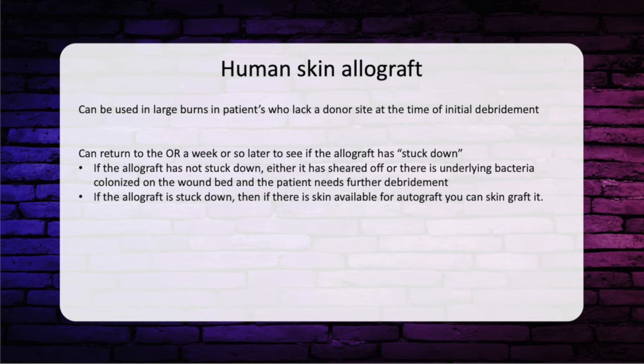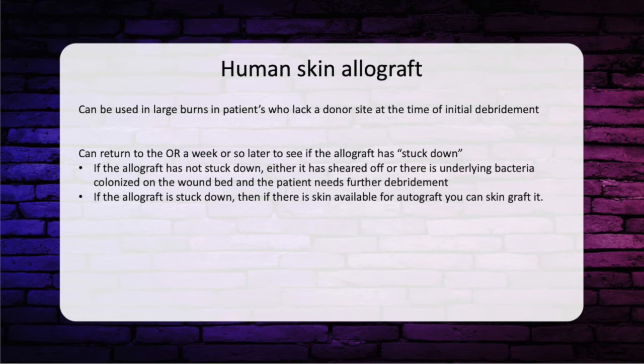And then when you return to the OR a week or so later, you can assess to see if the allograft is stuck down. If the allograft is not stuck down, then a couple of things could have happened. Either it just sheared off or there was improper wound care, or there could be an underlying occult infection. And so one thing you could do is take a quantitative biopsy for culture, and you can see if it's growing out any organisms greater than 10 to the fifth. And you can see if it needs a further debridement, maybe another layer needs to be debrided.